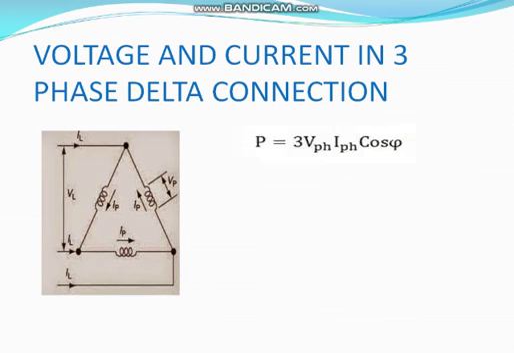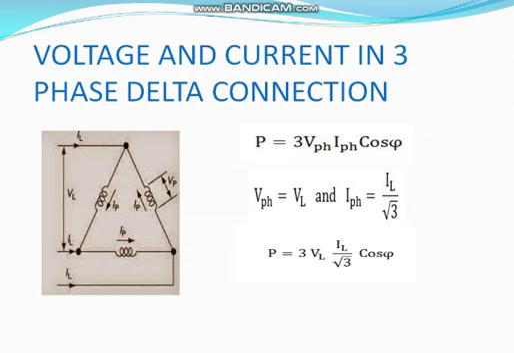Here also the active power equals 3 V phase into I phase cos phi, and the phase voltage equals the line voltage, and the phase current equals the line current by root 3, and the active power equals root 3 VL IL cos phi.